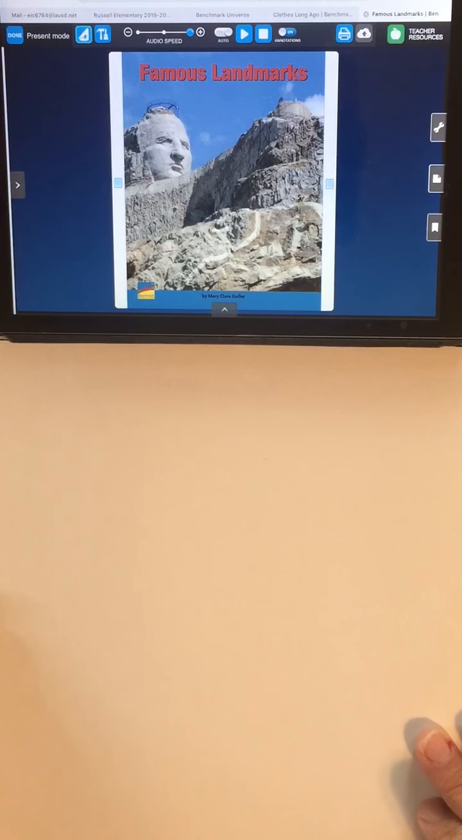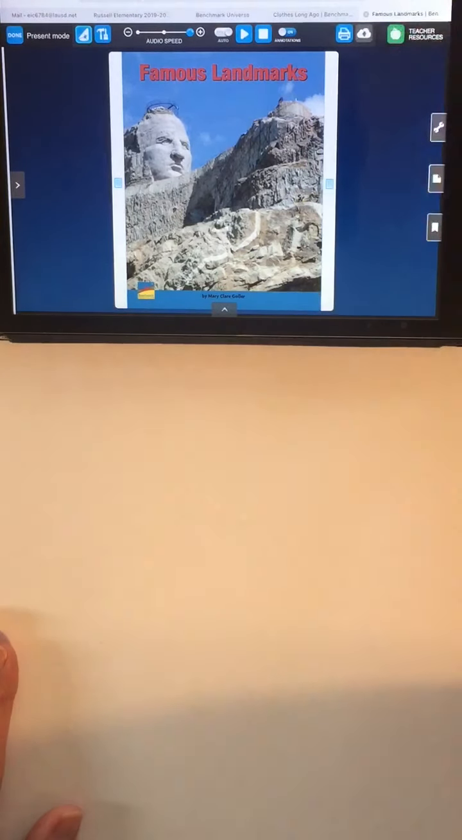In today's lesson, we are going to work with main idea and details in a book. This week, you had to read Famous Landmarks. Hopefully, you have followed the 4 things that we talk about when we are about to read a book.